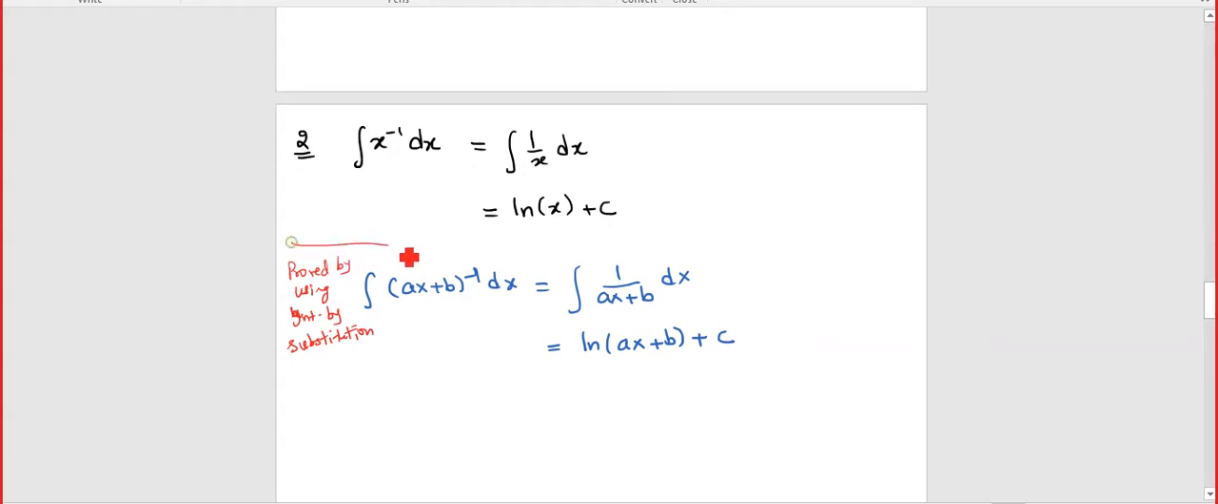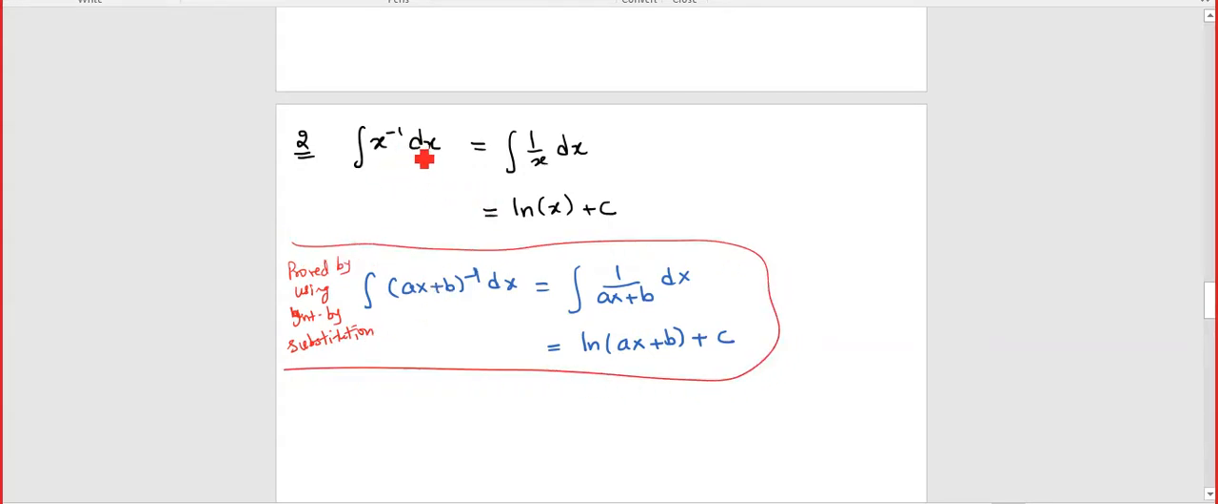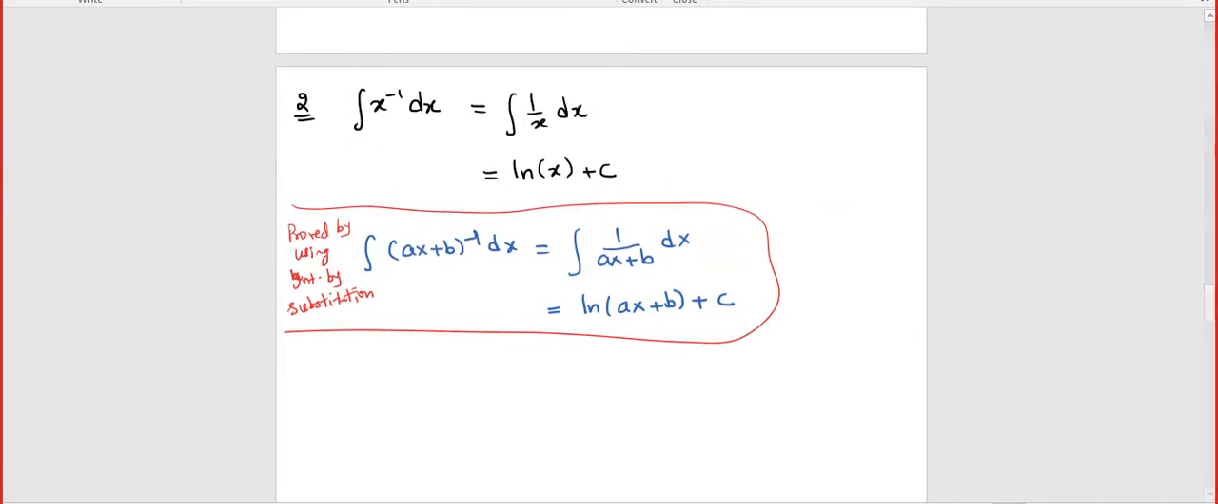Sorry for this, let me just clear it. It is ln of (ax plus b) over a. This modification, I missed out this a. a is nothing but the coefficient of x.